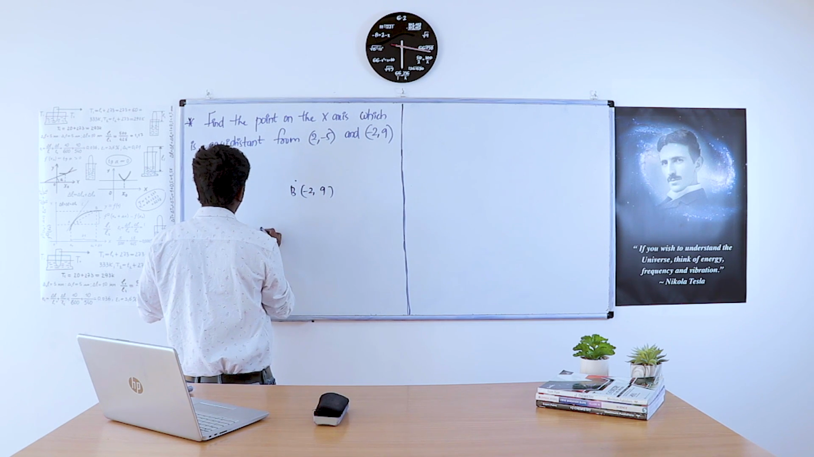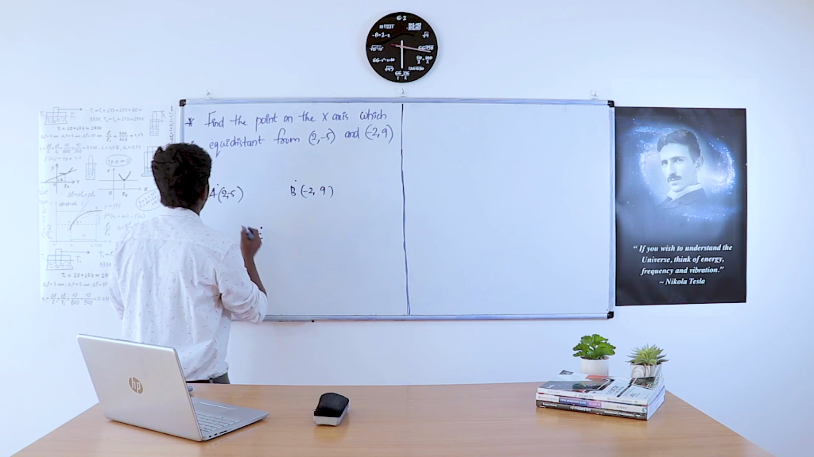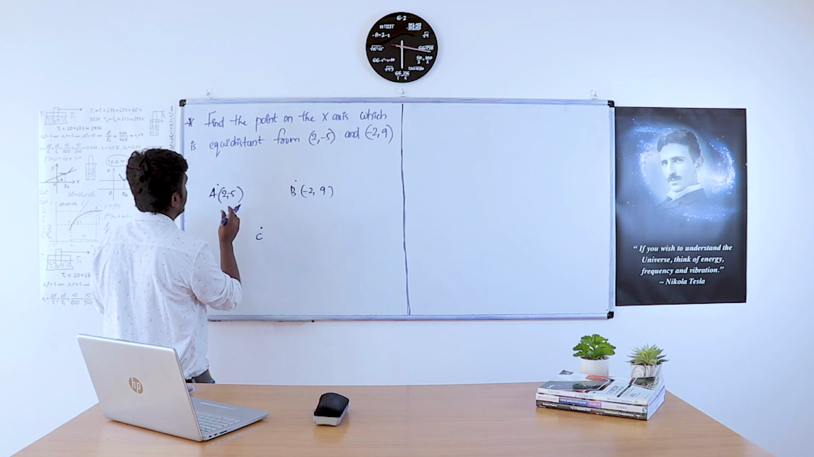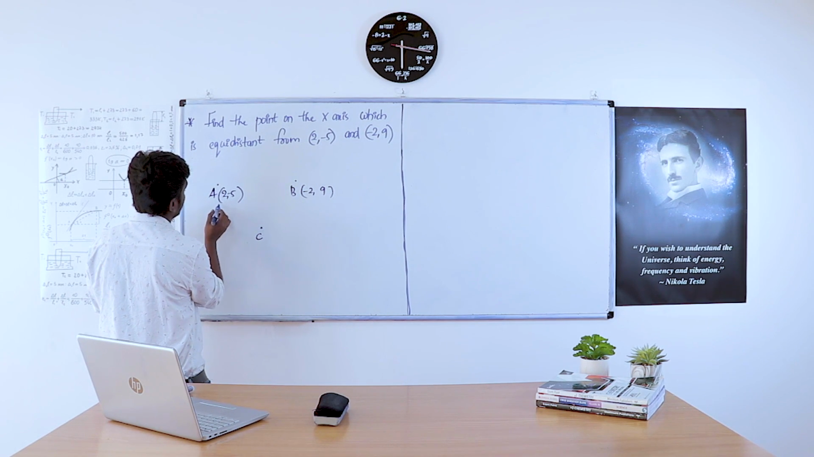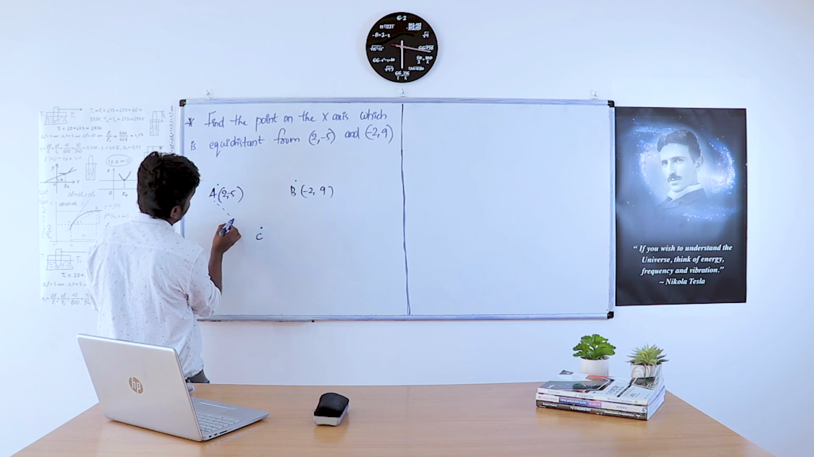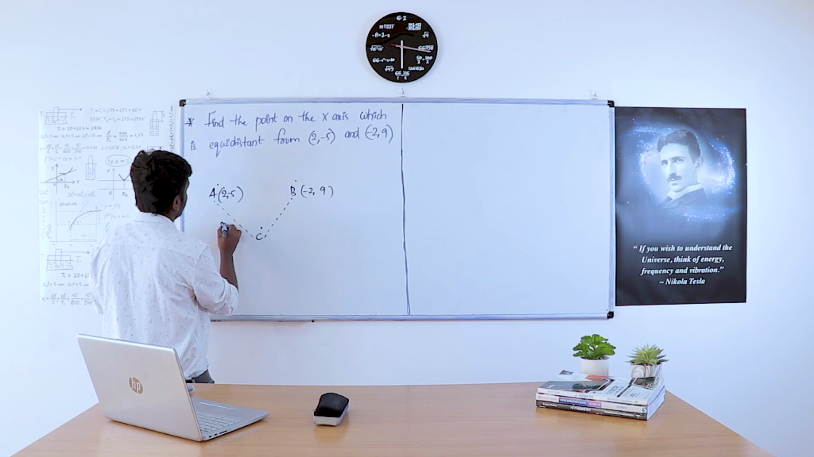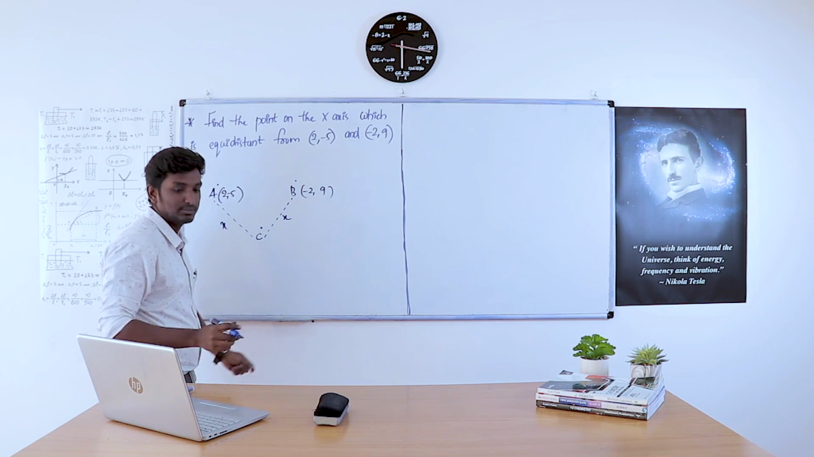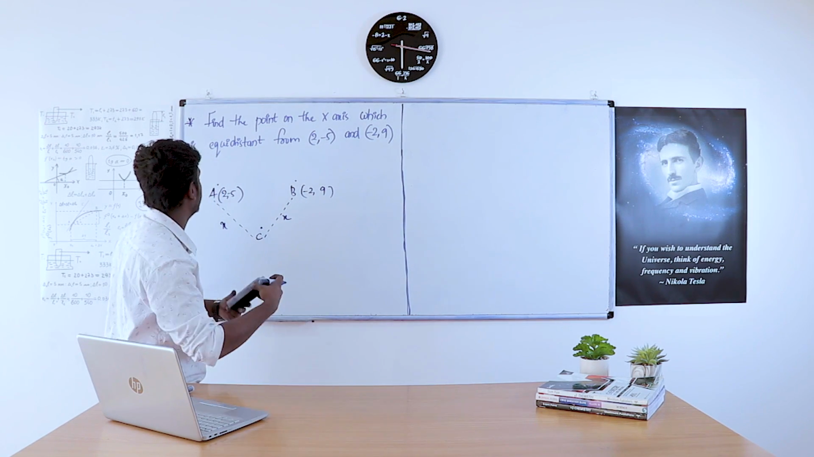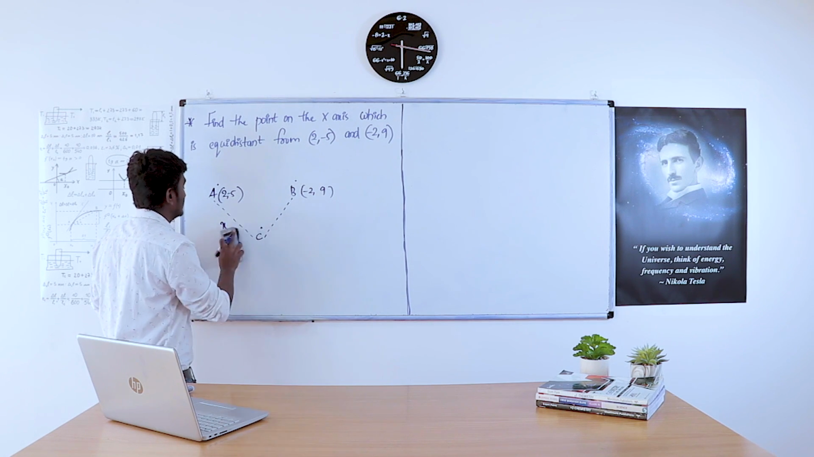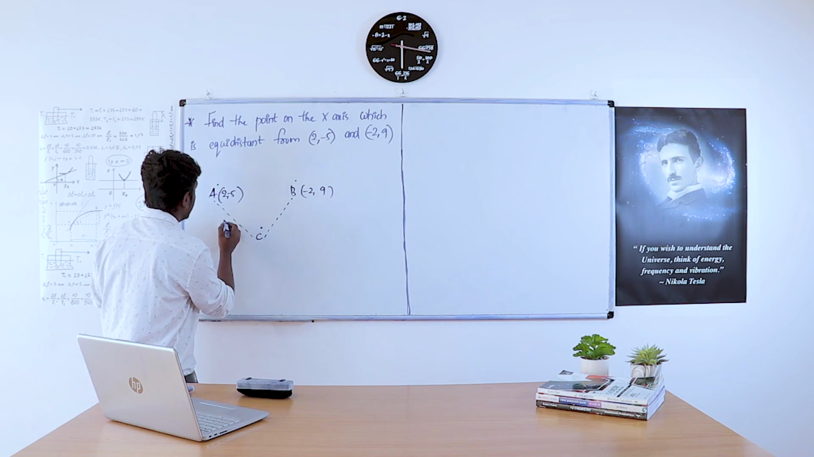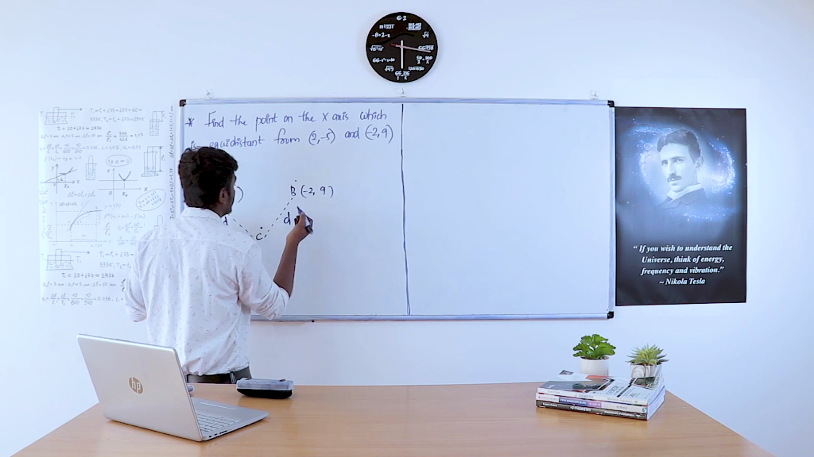We need to find a point C which is equidistant from A and B. So the distance between A and C and also B and C are same. Let it be X or Y, something like that. Anyway, both the distances are same. So I am taking the distance as D here. If it is D, then it is also D.